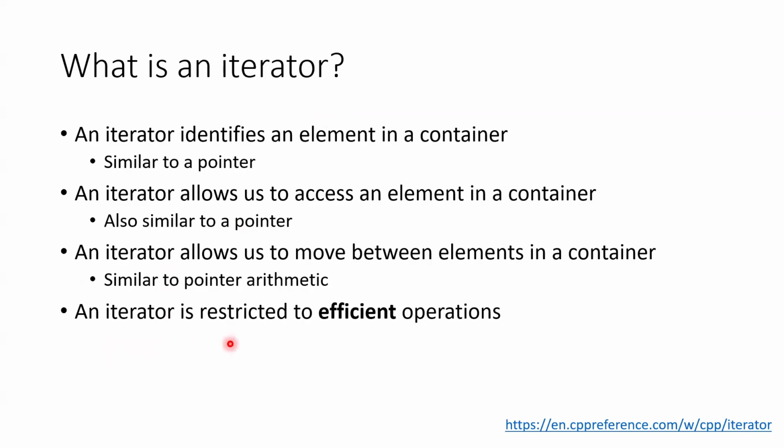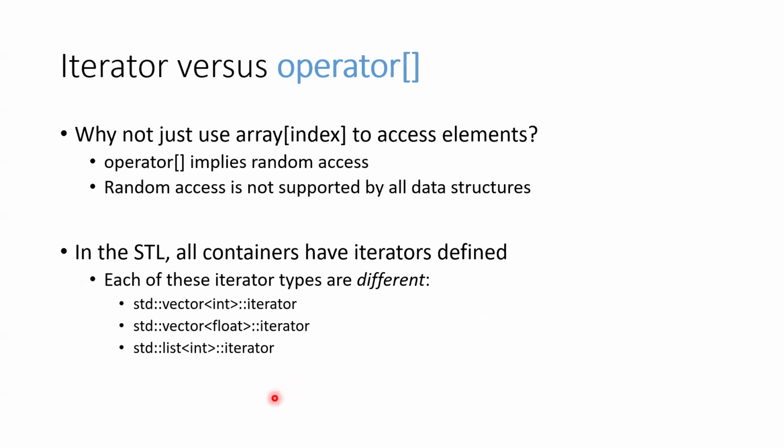An iterator is restricted to only efficient operations. This means that if an iteration operation is not efficient enough for a certain container, like for a list, iterator plus 2 is not efficient, so it's just not implemented, so it's not supported. And I'll show you in the next few slides.